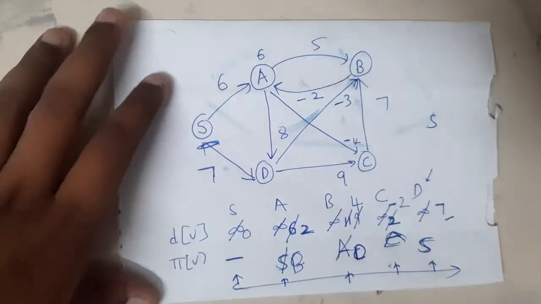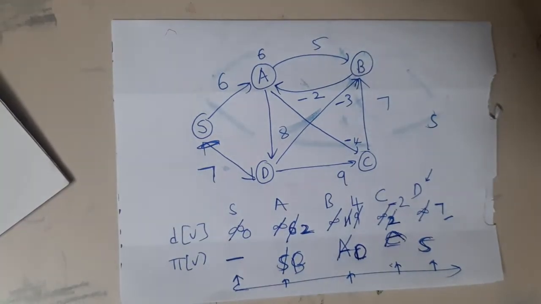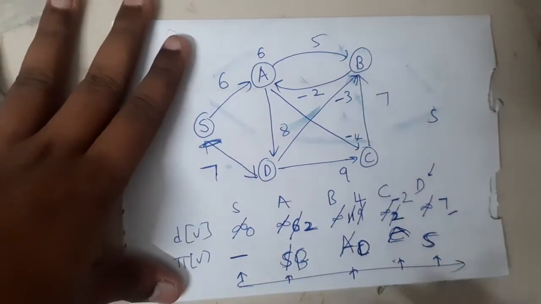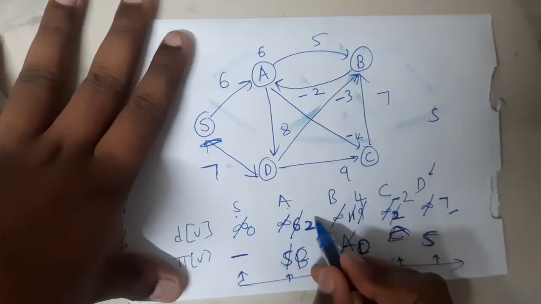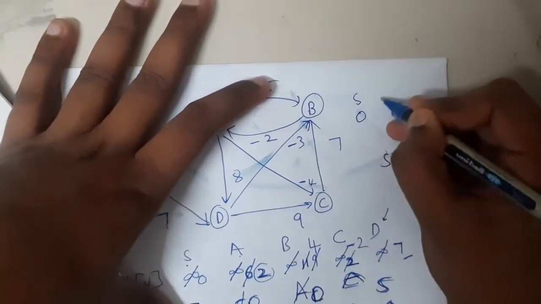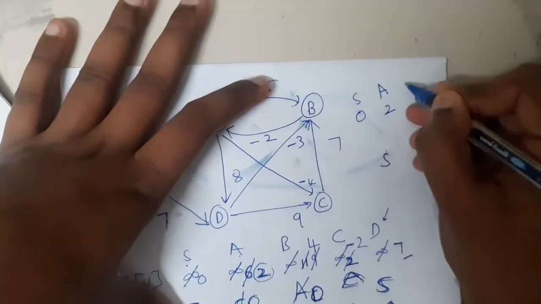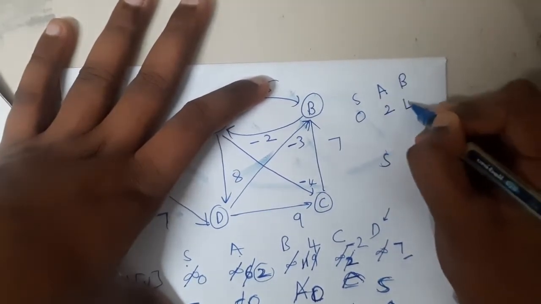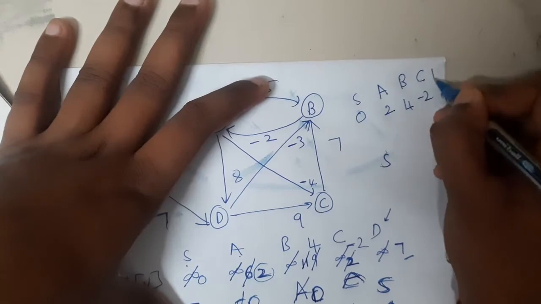So now start cancelling the values which are minimum, or these are the final values, guys, in simple words. From S to A, the minimum cost is 2. So I'll be writing it here. From S with a cost of 0 you can go. To A with a cost of 2 you can go. For B it is 4. For C it is minus 2. For D it is 7.